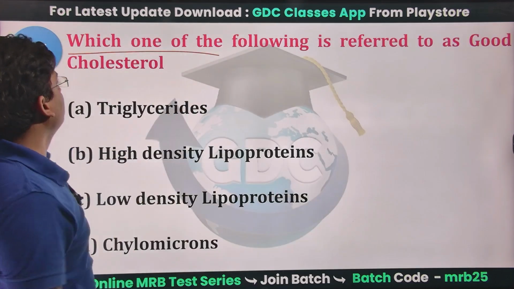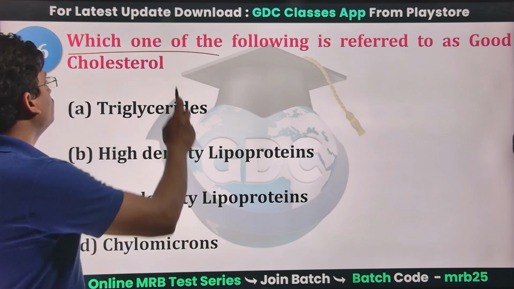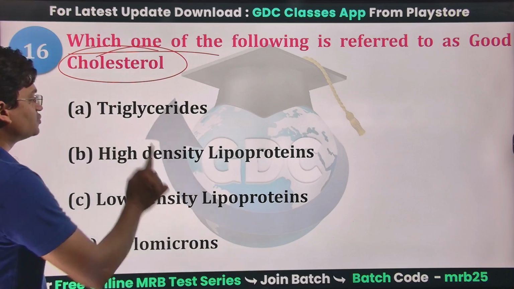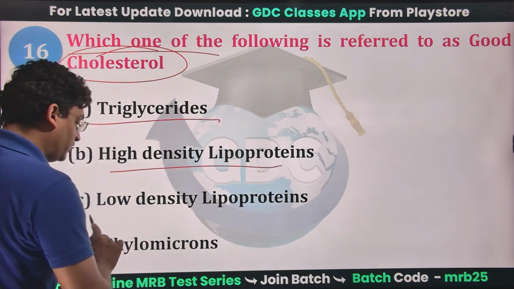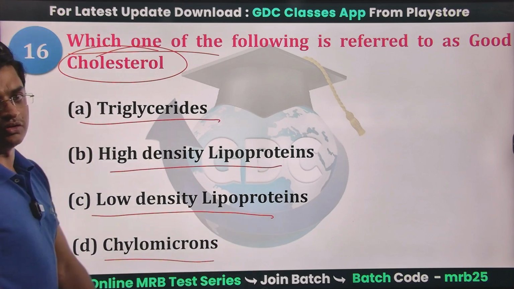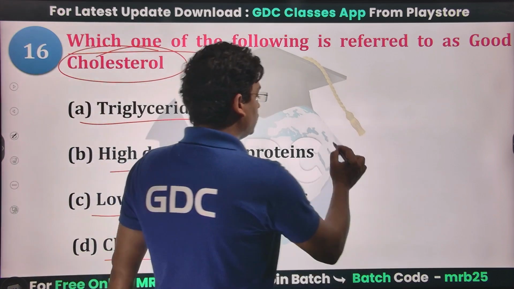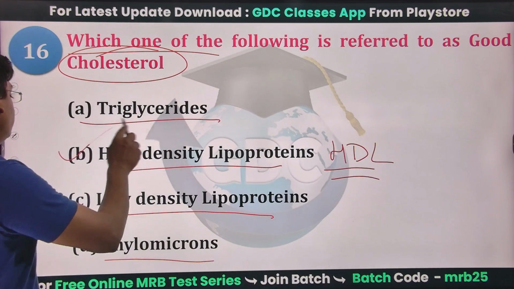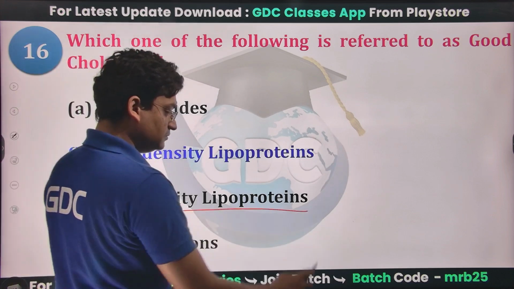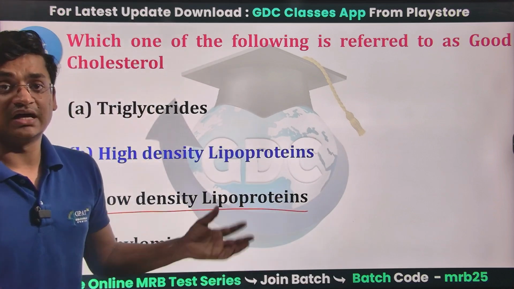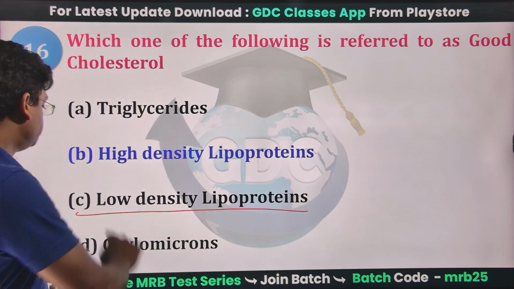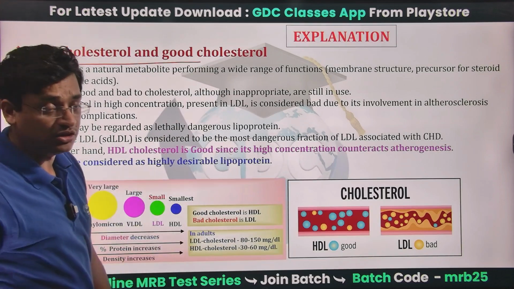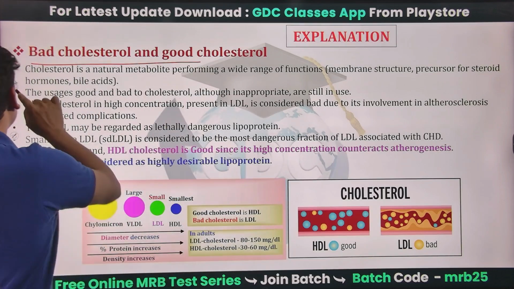In the next question, which one of the following is referred to as good cholesterol? Is it triglycerides, high density lipoproteins, low density lipoproteins or chylomicrons? It's none other than HDL, also known as high density lipoprotein. So yes, B will be the right answer, while LDL or low density lipoproteins are termed as bad cholesterol. So LDL is bad cholesterol while HDL is good cholesterol.